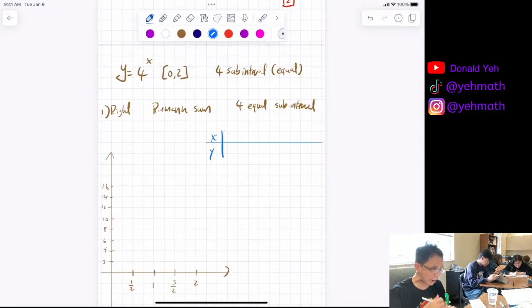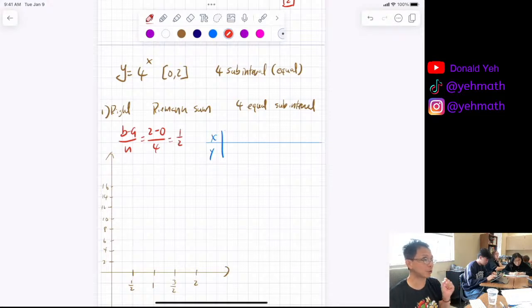Here's how to calculate the width of each rectangle. It's b minus a over n. What is b? b is the largest value, which is 2. What is a? The lowest value, which is 0. And what is n? The number of segments, which is 4. So that's going to be 1/2. b minus a over n is to figure out each width. n is 4 because I have 4 subintervals here.